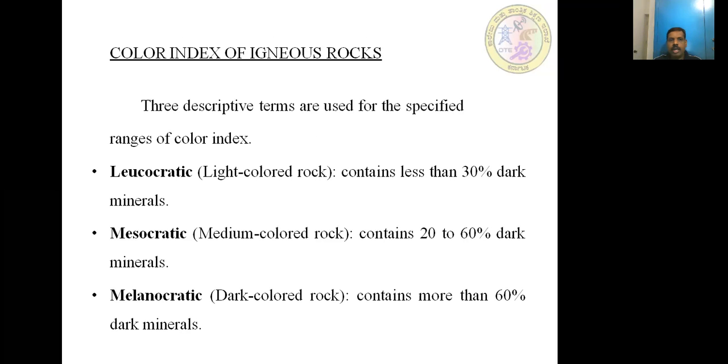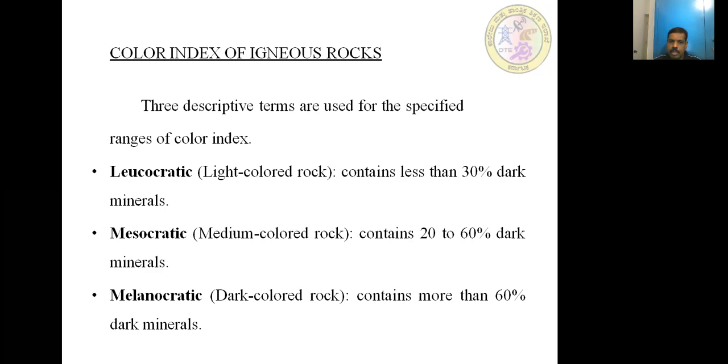So next come to color index of igneous rocks. Three descriptive terms are used for the specified ranges of color index. First one is leucocratic, that means light colored rock. If the rock is light in color, then we can call it leucocratic because it contains less than 30% of dark colored minerals. Next one is mesocratic.